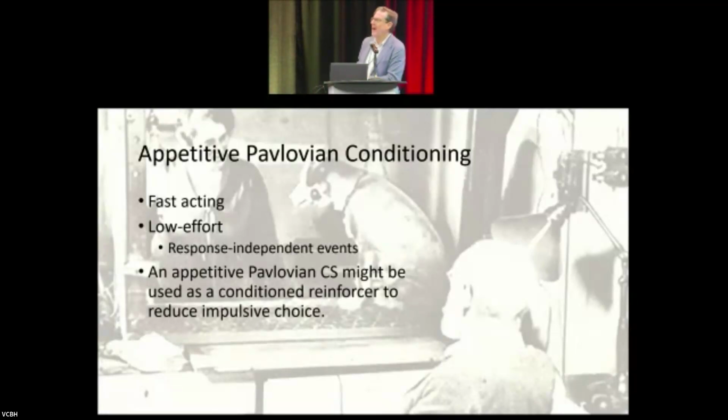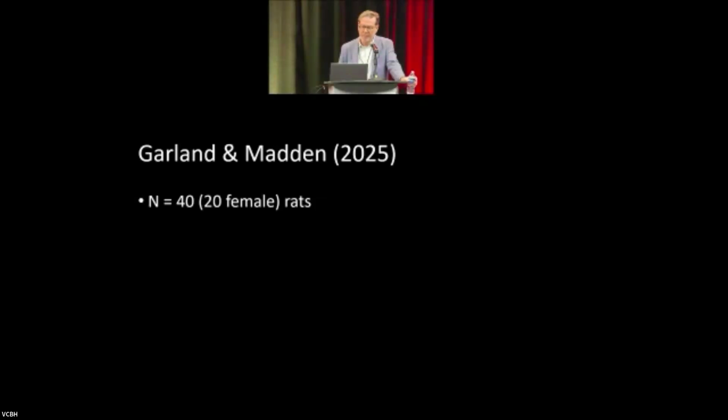So there are many ways that you might be able to use an appetitive conditioned stimulus to try to reduce impulsive choice, but I'm just going to talk today about one way, which is to deliver that appetitive conditioned stimulus as a conditioned reinforcer for choosing a larger later reward. Okay, so this is a paper that was just published by my graduate student, Katie Garland, and myself.